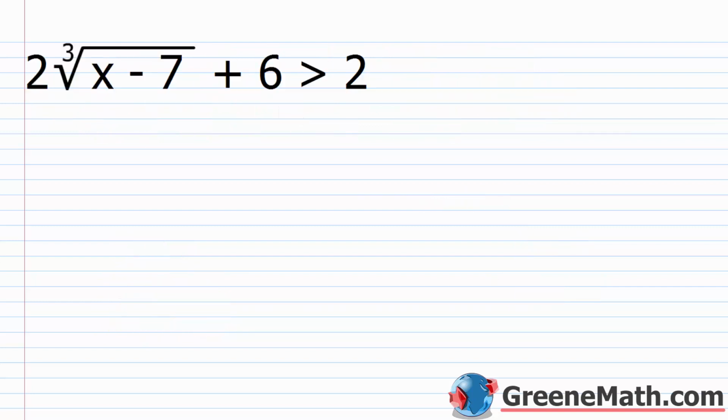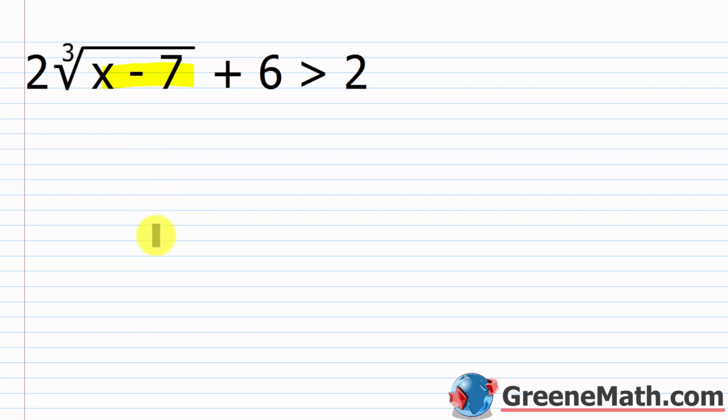All right, let's look at one with a cube root involved. So these are a lot easier. When you have a cube root, you don't have a domain restriction. So I don't have to start by saying x minus 7 is greater than or equal to 0. This radicand can end up being whatever. Okay, it can be negative, it can be 0, it can be positive.